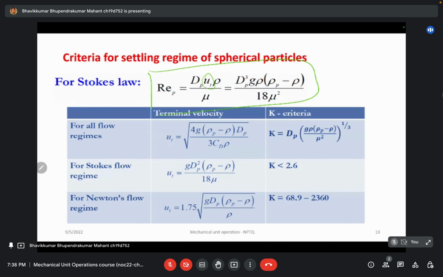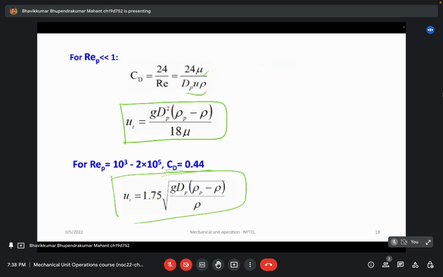Here we are not going into much more detail about how it comes, but if we consider spherical particles for all regimes, the terminal velocity equation is under root of 4g (rho p minus rho) dp by 3 CD rho, and the value of the K criteria is given by dp times (g rho delta rho by mu square) to the power 1 by 3.